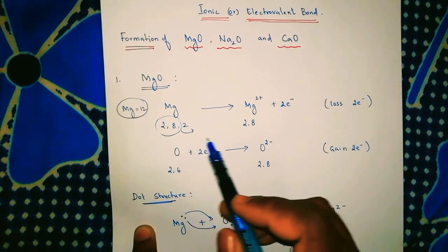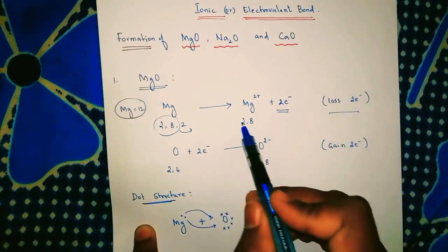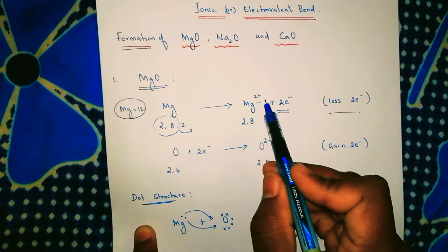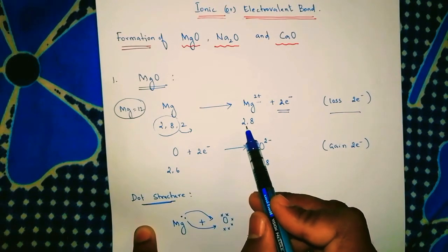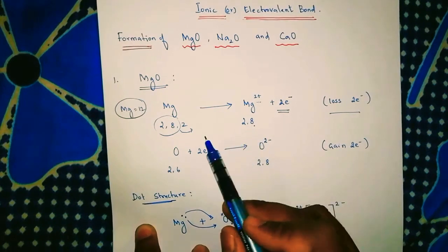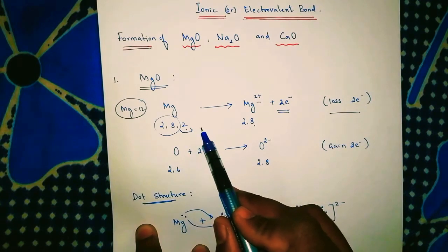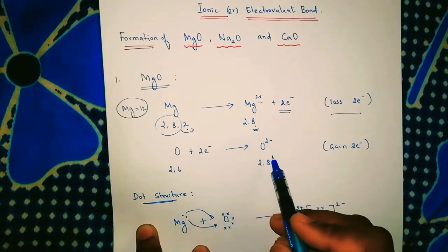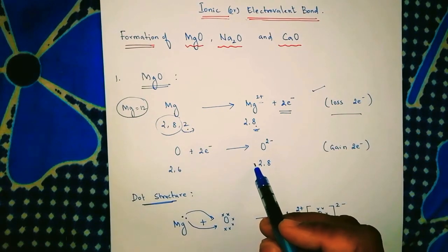So it is easy for magnesium to lose 2 electrons instead of gaining 6 electrons. So magnesium loses 2 electrons, and it forms Mg 2 plus. Why does this 2 plus come? Because it loses 2 electrons. After losing 2 electrons, the first shell is filled, the second shell is filled, but the third shell had only 2 electrons, which go out. So now it has 8 electrons in the outer shell, that means a completely filled octet configuration. So now magnesium is attaining the octet configuration, that means noble gas configuration.